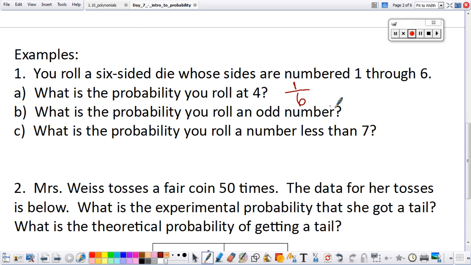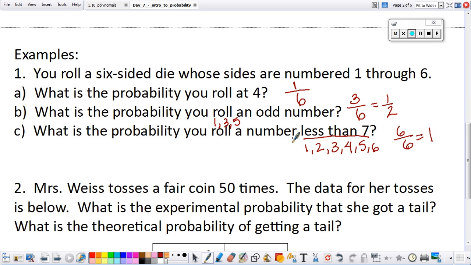What's the probability you roll an odd number? Well, there's still 6 total outcomes, but the outcomes of an odd number, let's see, 1, 3, and 5 are the odd numbers on a die, so that's 3 out of 6, which reduces to 1/2. What's the probability you roll a number less than 7? So what are all the numbers on a die less than 7? 1, 2, and it's really all of them, so it's going to be 6 out of 6, which is 1. So there's a 100% probability that you'll roll a number less than 7.